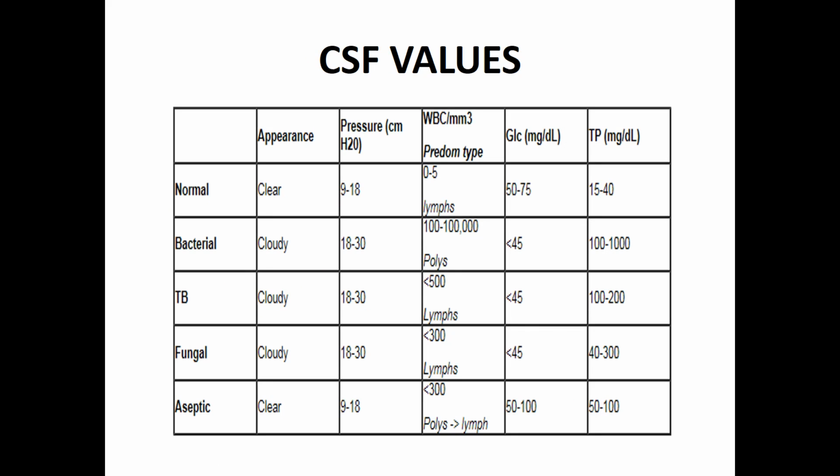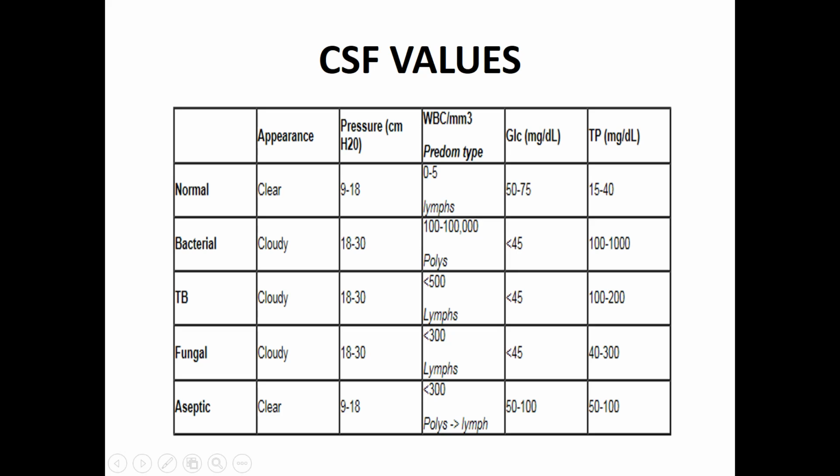Okay, as I told, we can discuss the values of the CSF in different sorts of infections. First of all, let's talk about normal CSF. Its appearance is a watery clear fluid. Its normal pressure is 9 to 18 centimeters of water. The WBC count is less than 5, the amount of glucose is 50 to 75, and the total protein is between 15 to 40. But in different infections, when we go for the detailed CSF report, the values of the parameters change.